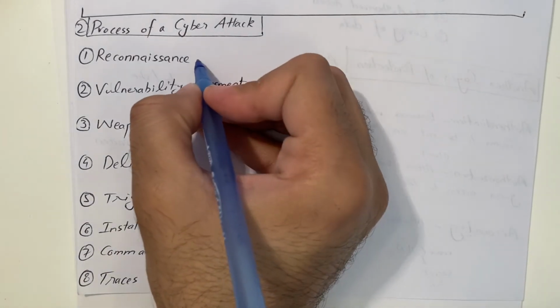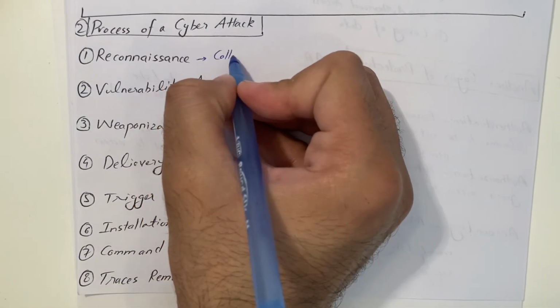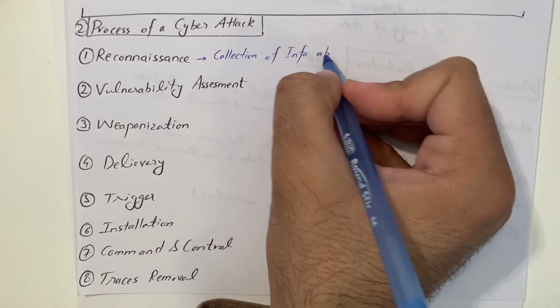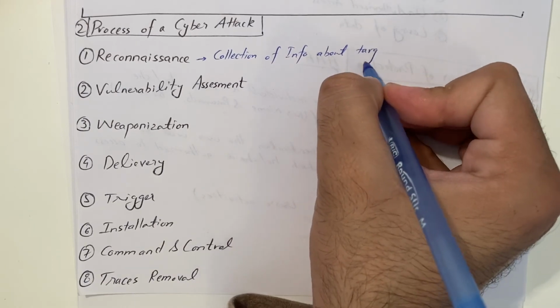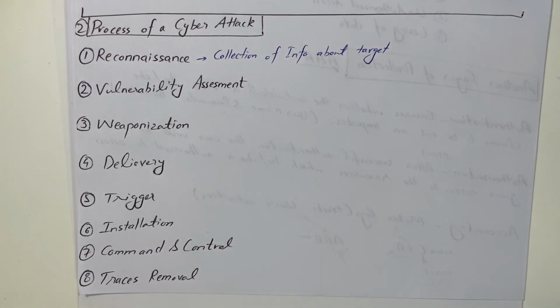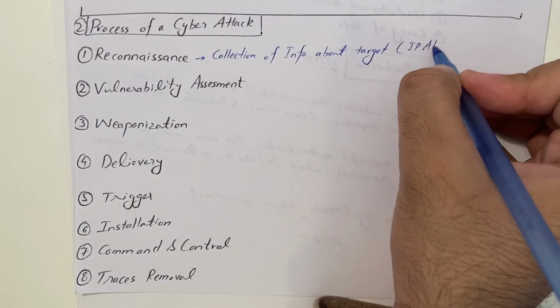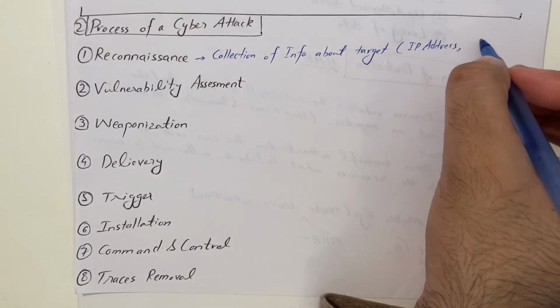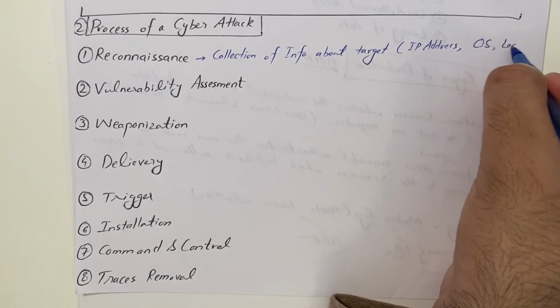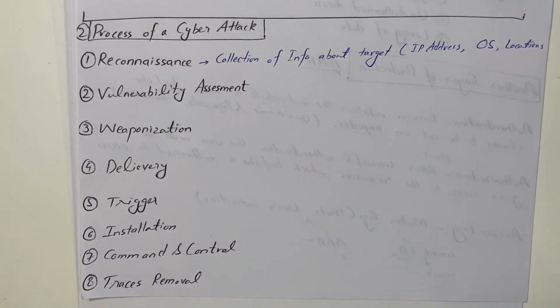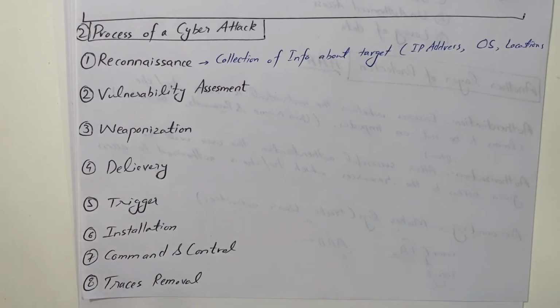The first step of a cyber attack is reconnaissance. Reconnaissance is basically collection of information about a target. What kind of information? We need to find their IP address, their operating system, their server locations, the things that they care about. There are many tools we can use for reconnaissance. Reconnaissance is a very broad term; footprinting and fingerprinting are part of it.